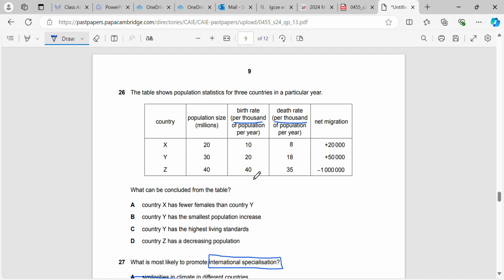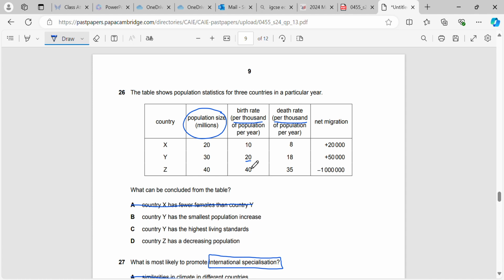Okay, and then in this case, what can be concluded? Country X has fewer females. We cannot conclude that. We have not got information on how many males or females make up the population size. Country Y had the smallest population increase. So how do we calculate the population increase? We know that the birth rate per thousand is 20. So what we need to figure out is the birth rate per million.